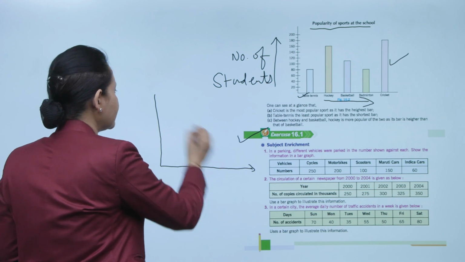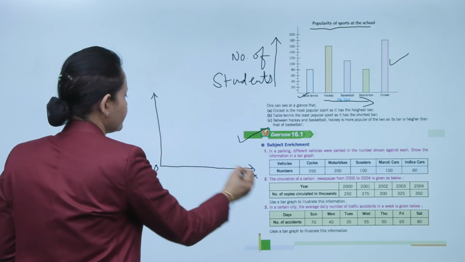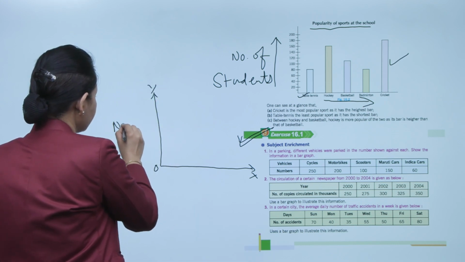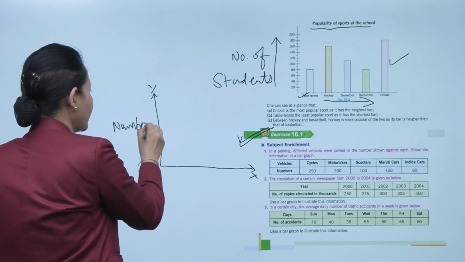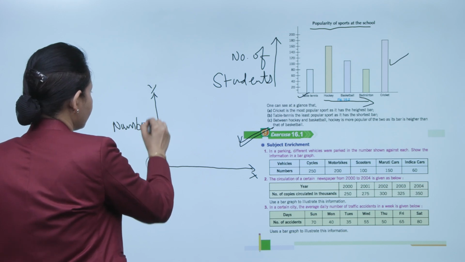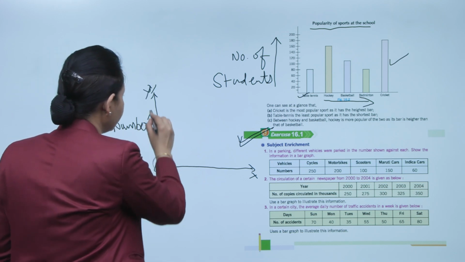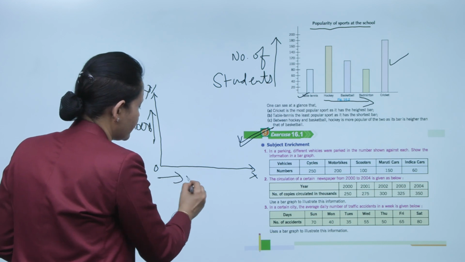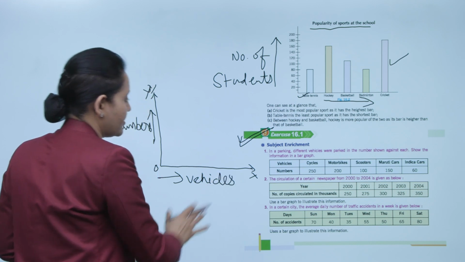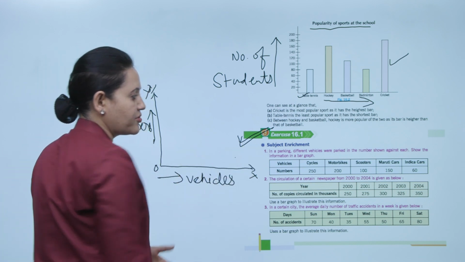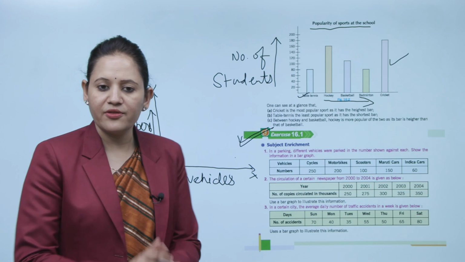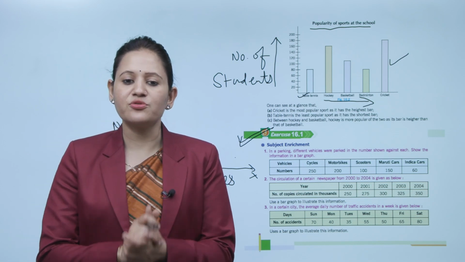On the vertical axis, you will take the numbers. You can take them on the x-axis, but it is convenient to take them on the vertical axis. And here you can take the vehicles: cycles, motorbike, scooter, Maruti car and Indica car. And according to their given numbers, you can draw the bar graph for this. So this question you have to do yourself.